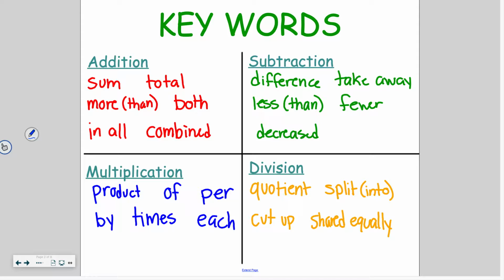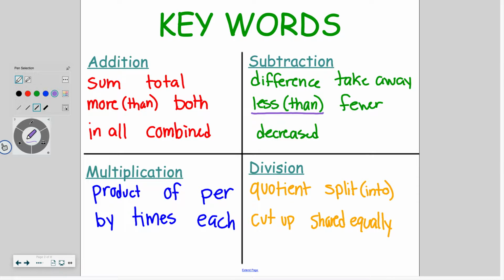This is not a completely comprehensive list. This is just a list of things that you might commonly see. So there are other words that stand for each of these different four operations, but this is a group of the keywords. The one thing I do want to comment on here is the phrase less than.